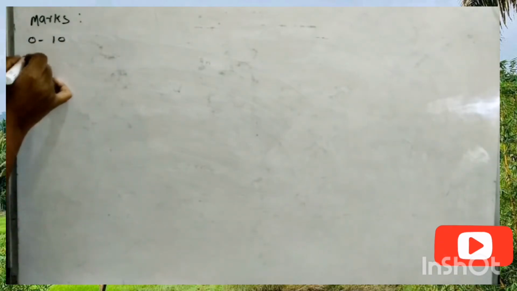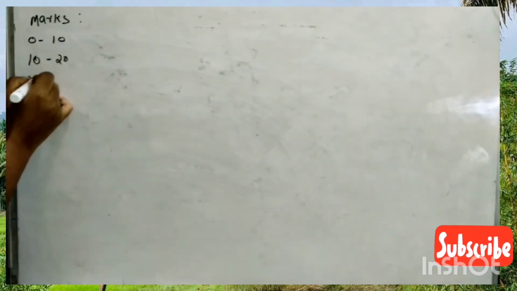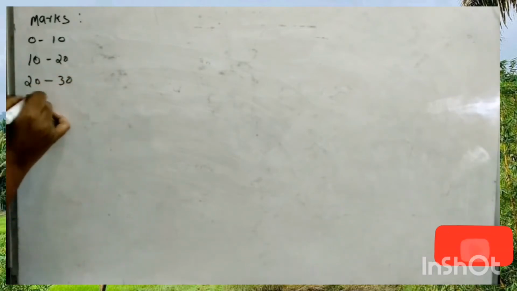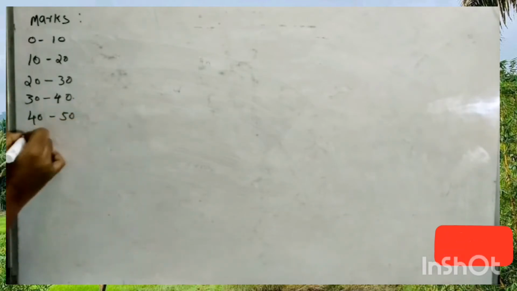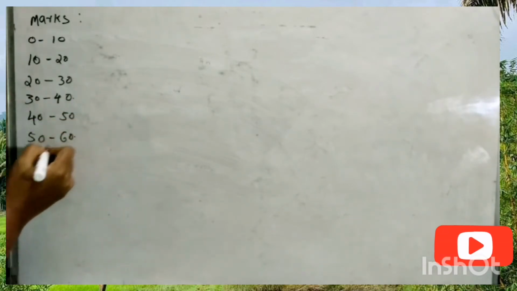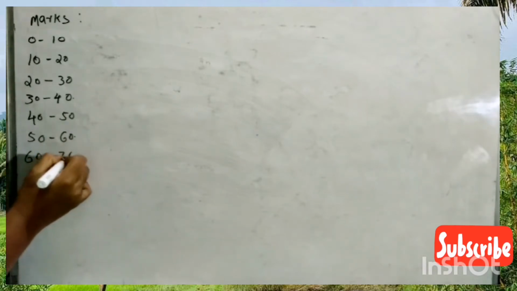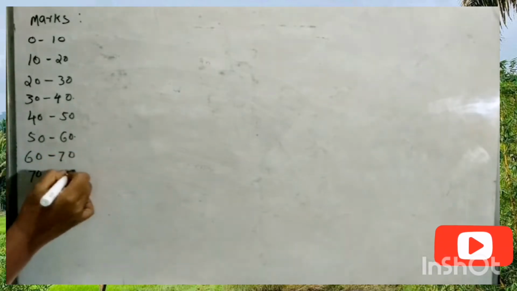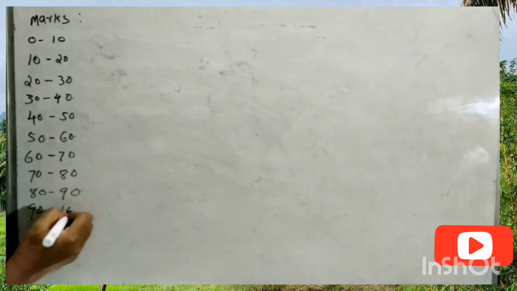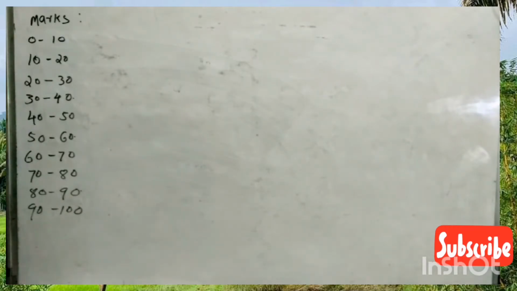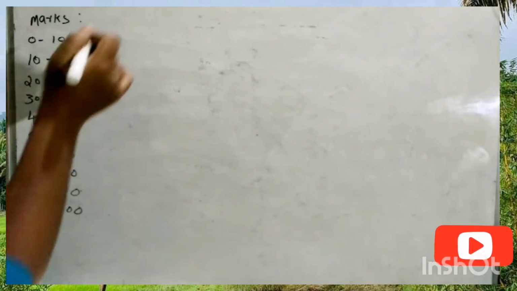Suppose this table is given, marks, that is 0 to 10, 10 to 20, 20 to 30, 30 to 40, 40 to 50, 50 to 60, 60 to 70, 70 to 80, 80 to 90, and 90 to 100. And the number of students is also given.